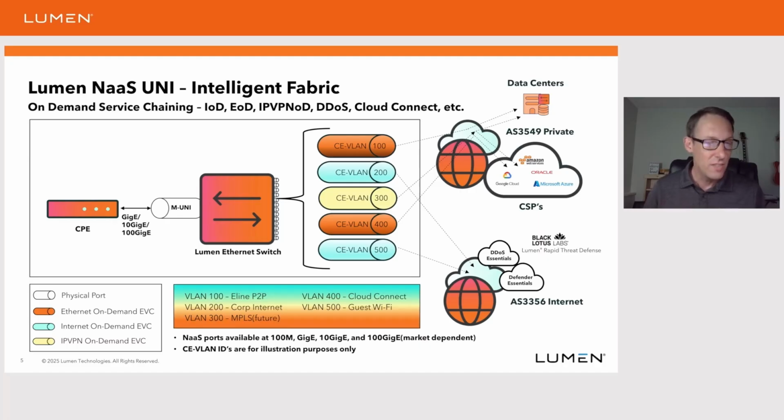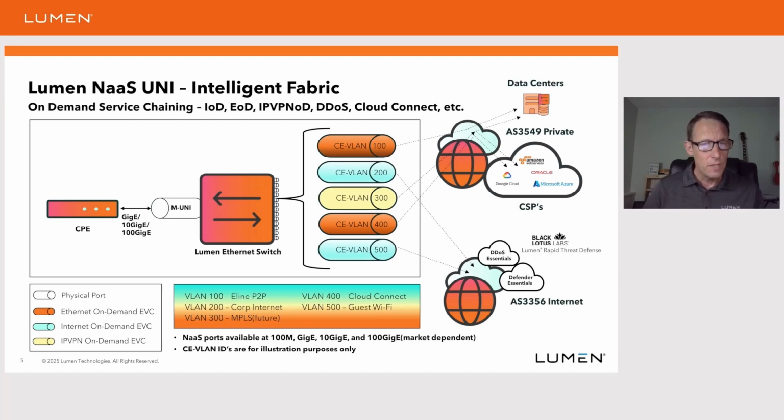So as you see in this diagram here, there are really two components of this NaaS solution. There are the physical components, or NaaS ports or multiplexed UNIs, that you see on the left-hand side of this diagram. And then there are the VLAN separated services. These are all Ethernet-based services that we offer today.